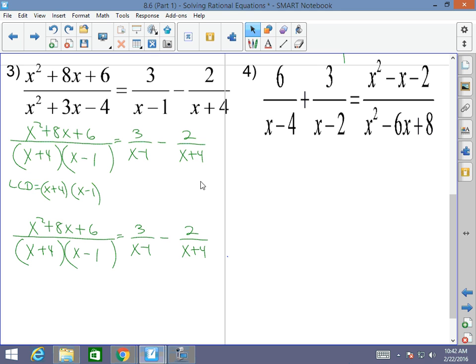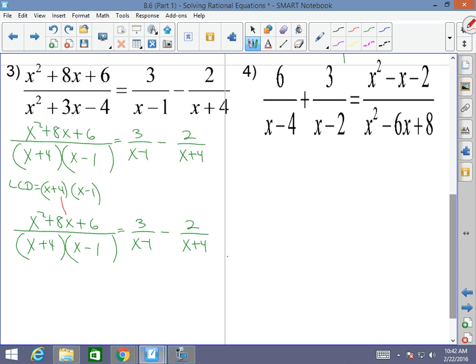Now we're going to multiply this LCD to every single term of the equation. When I multiply to this first guy right here, who cancels? The whole denominator, bye-bye. So I'm left with x squared plus 8x plus 6. Please do not factor because you got to solve still. When I multiply to this guy over here, who cancels? The x minus 1. What am I left with? 3 times x plus 4. And when I multiply this LCD to this bad boy over here, what do I get? Negative 2 times x minus 1.